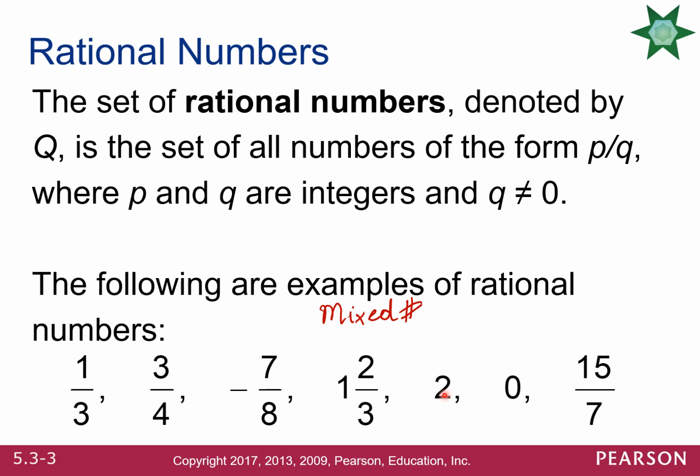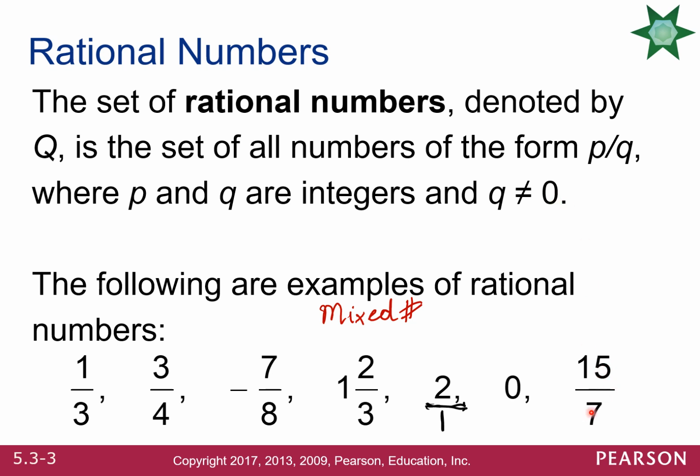And then we have 2, which looks like an integer, which it is. However, it is also a rational number. We don't see the denominator visible. However, when you don't have a denominator visible, that means the denominator is a 1. So 2/1. And then 0 is also a rational number. It's like 0/1. Remember, Q can be a 1 or any other value. However, it cannot be a 0.